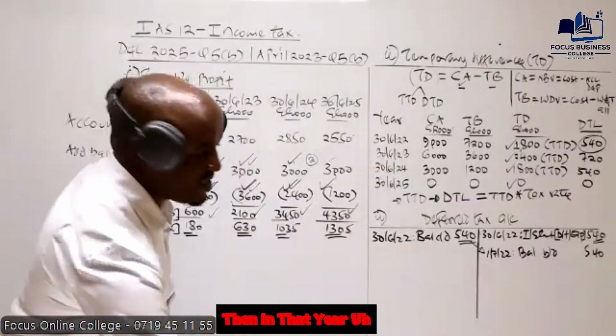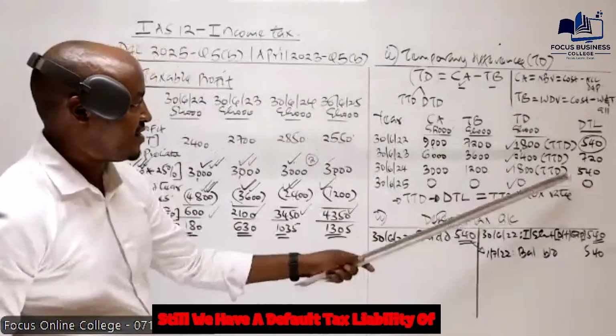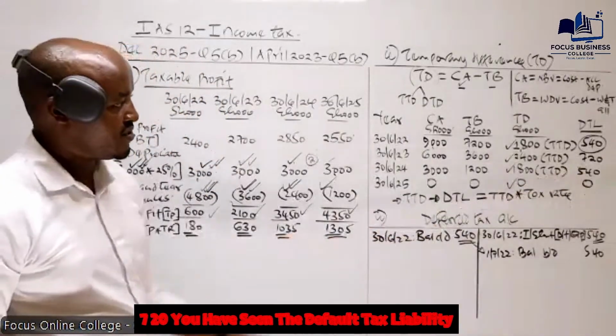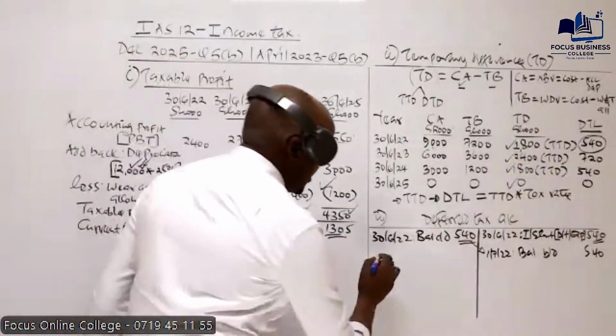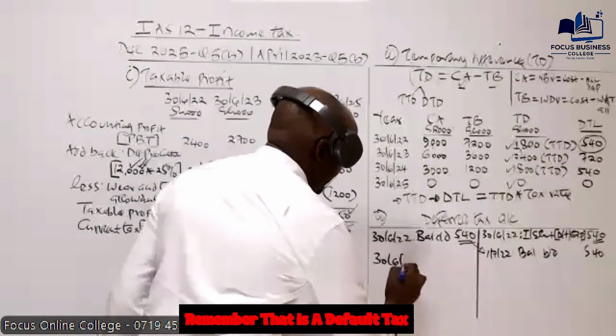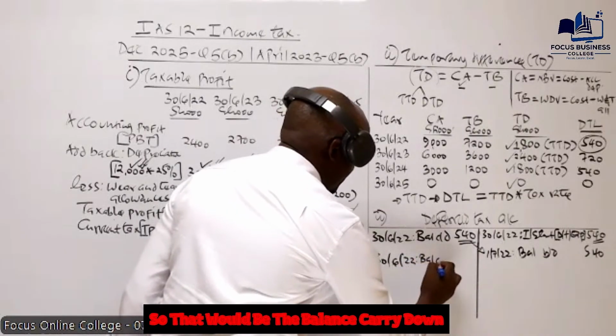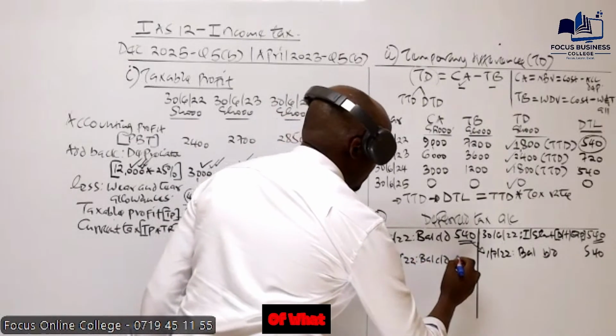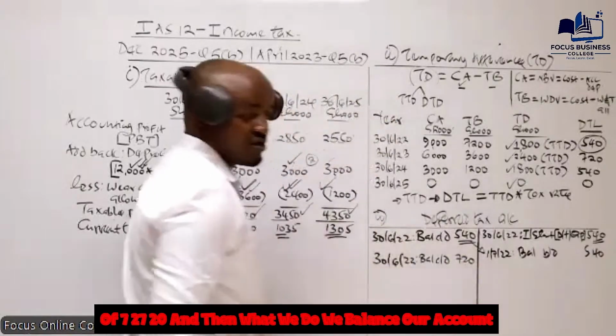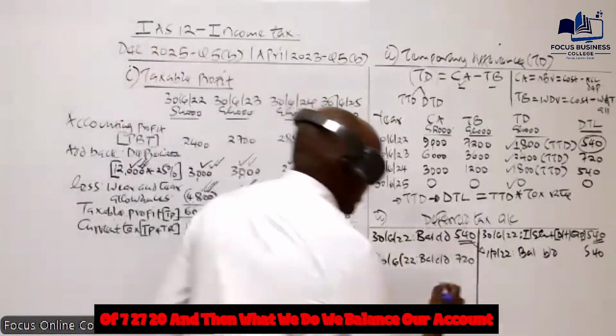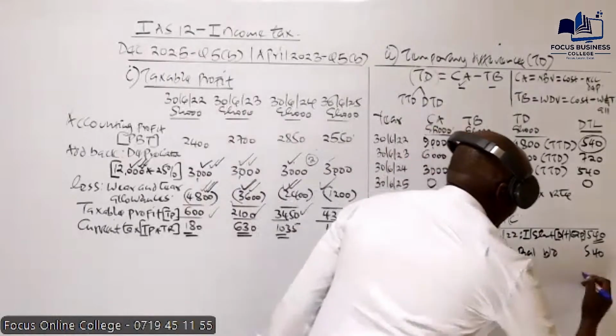Then in that year, we have a deferred tax liability of 720. The deferred tax liability we recorded on this side, and remember, that is the deferred tax liability at the end of the year. So that will be the balance carried down of 720. And then we balance our account.